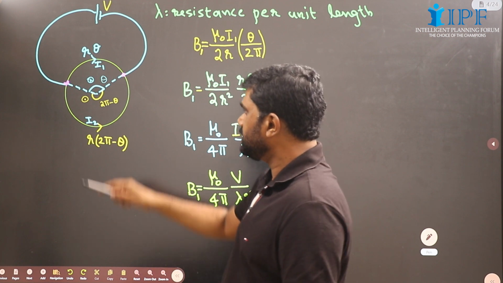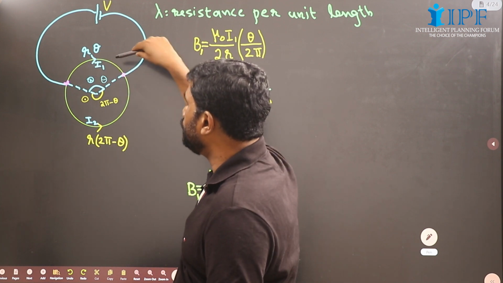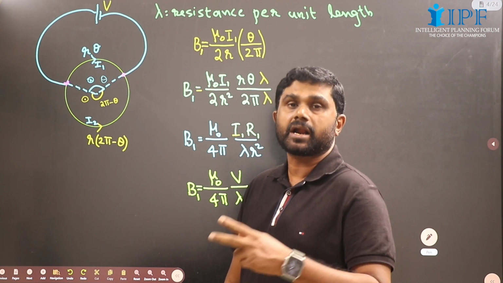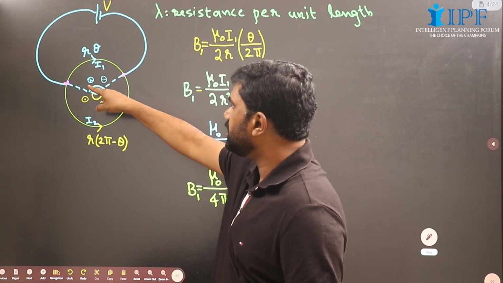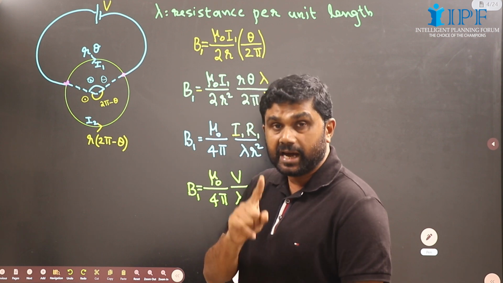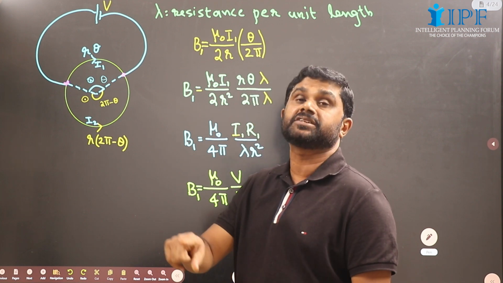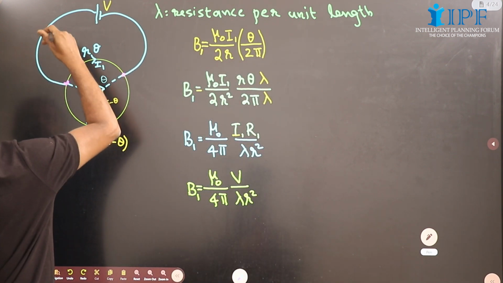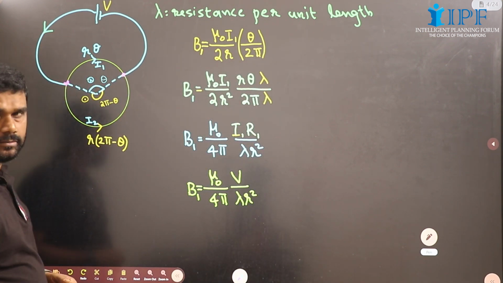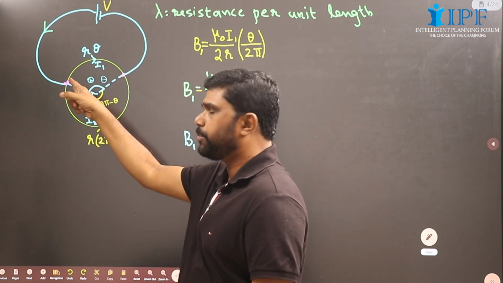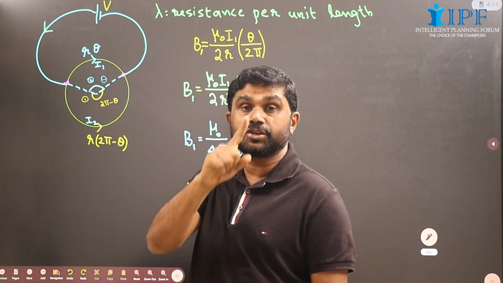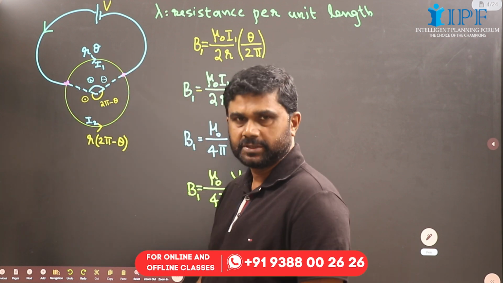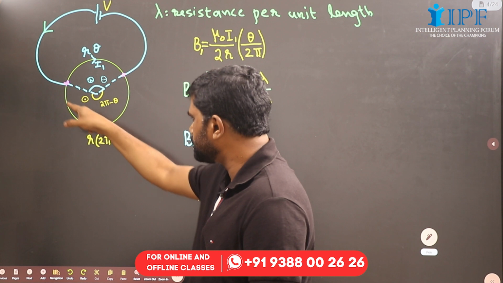Then these 2 points divide the circular loop into 2 arcs. One arc subtends an angle theta and the other subtends an angle 2 pi minus theta. Now suppose some current is drawn from the cell. That current reaches this point where it gets divided into 2. One part of the current passes through the upper arc and the rest of the current passes through the lower arc.